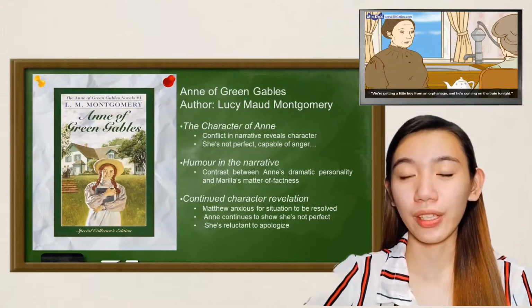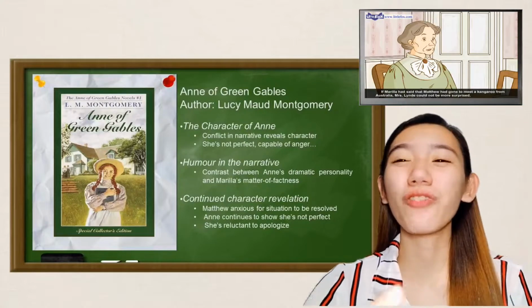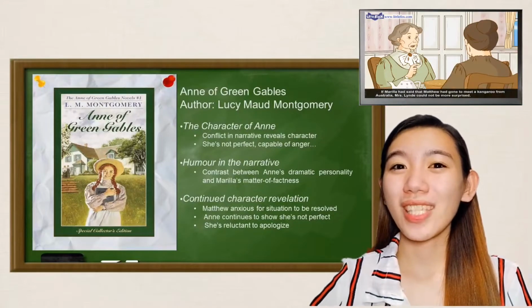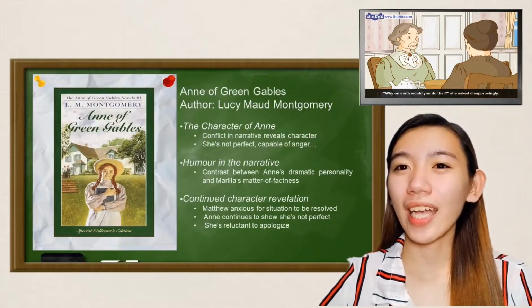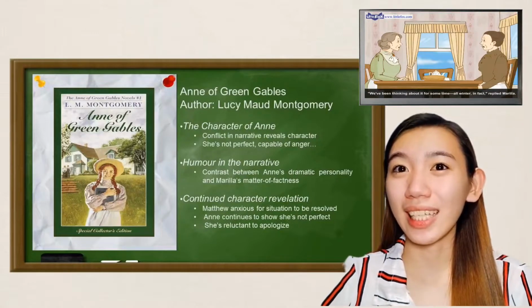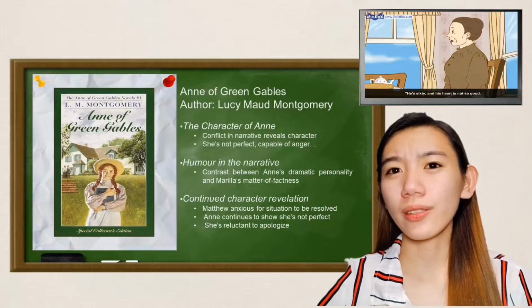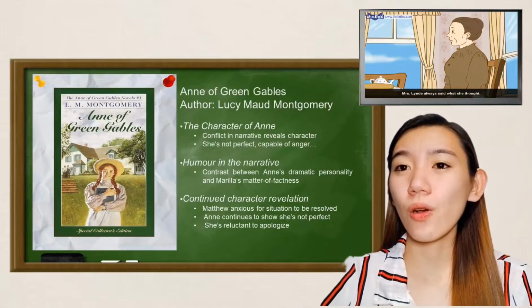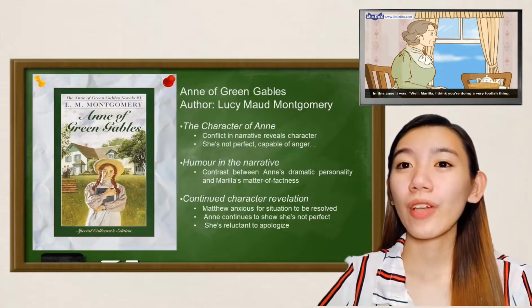So for the summary of the novel, there are two unmarried siblings named Matthew and Marilla Cuthbert. They lived on their ancestral farm, which is Green Gables, in the quiet town of Avonlea in Prince Edward Island, Canada. Since Matthew is getting too old to handle the farm work on his own, the Cuthberts decided to adopt an orphan boy to help him.